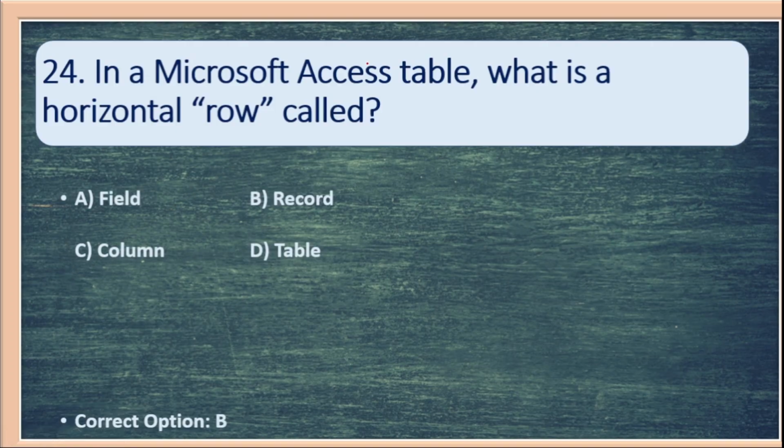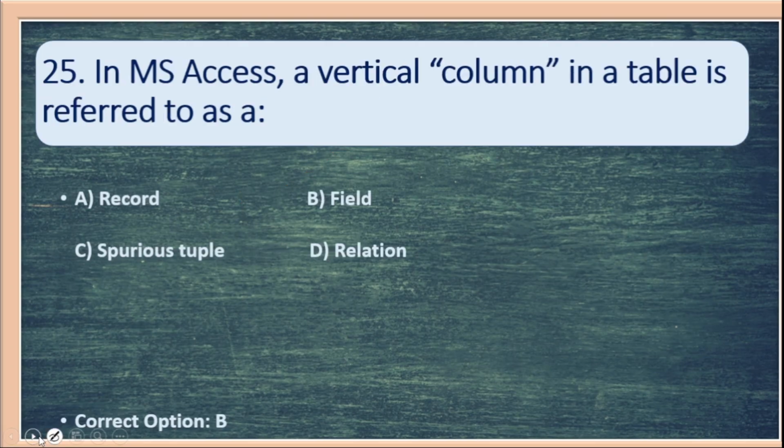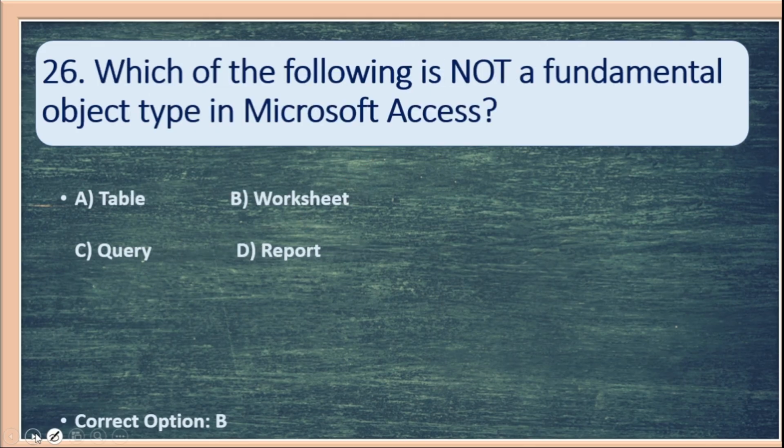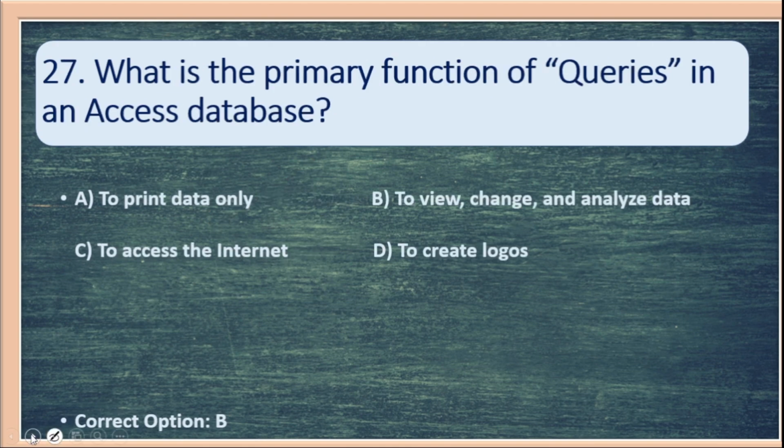In a Microsoft Access table, what is a horizontal row called? Field, record, column, table. Answer is B, record. In MS Access, a vertical column in a table is referred to as a record, field, spurious tuple, relation. Answer is B, field. Which of the following is not a fundamental object type in Microsoft Access? Table, worksheet, query, report. Answer is B, worksheet.